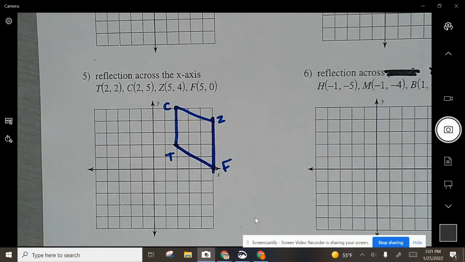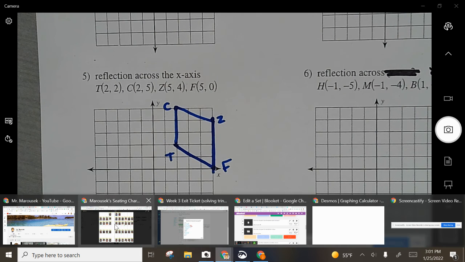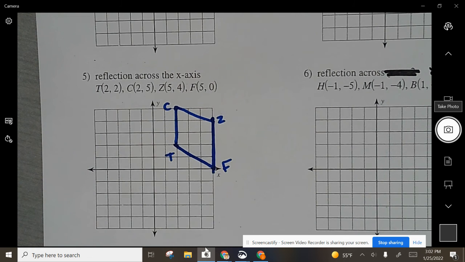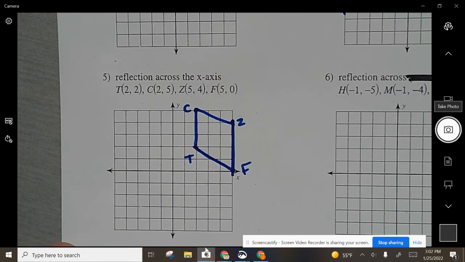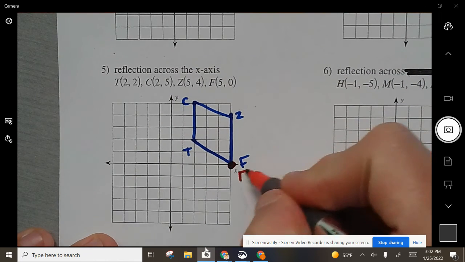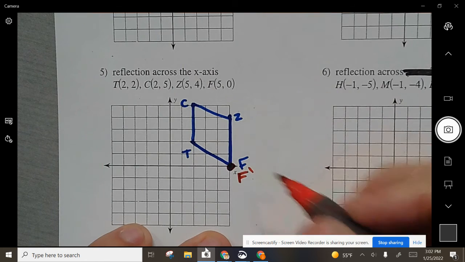All right, and then one second here. Sorry about that, guys. So when you do this right here, this is what's interesting. You're going to do it over the x-axis. So flip it over the x-axis, and it's going to flip over this way. So what's weird is this F isn't going to change. That's where the new F is going to be.